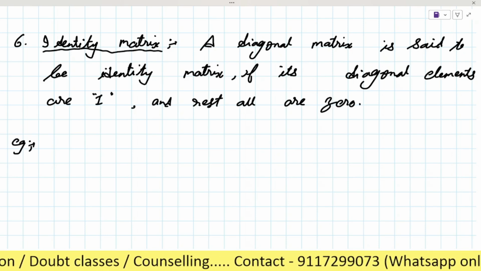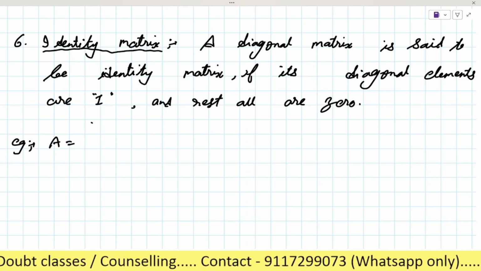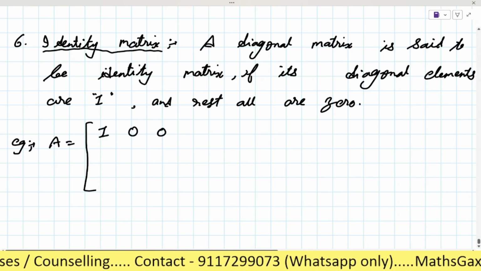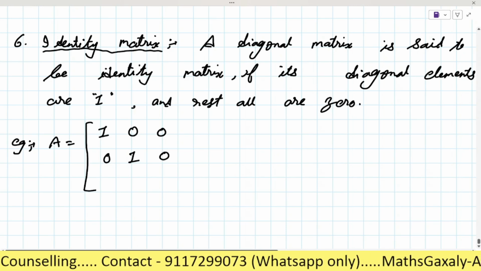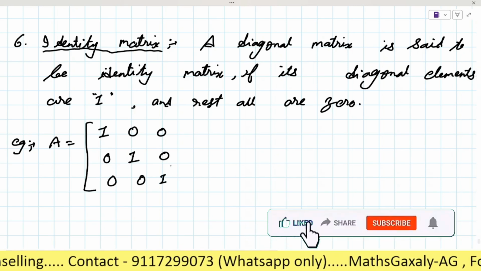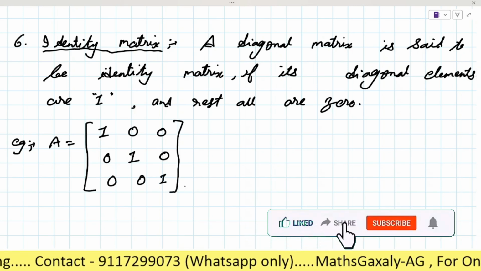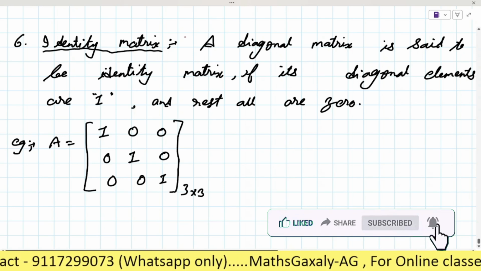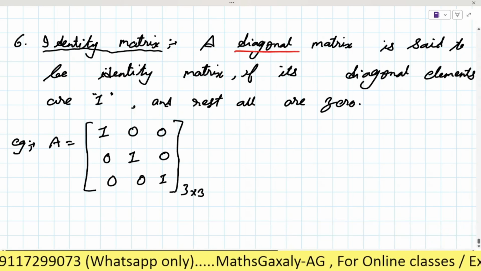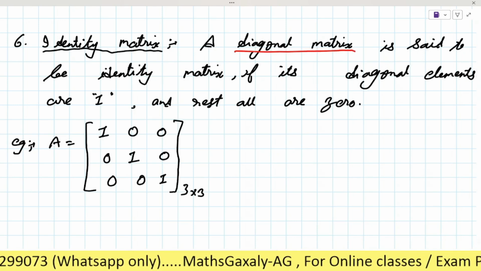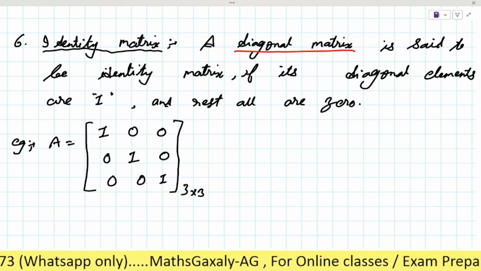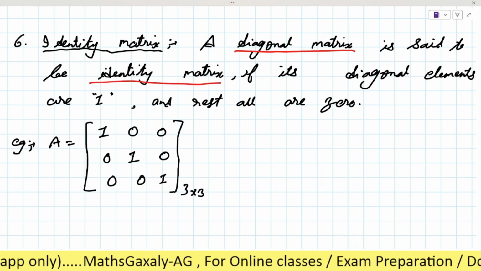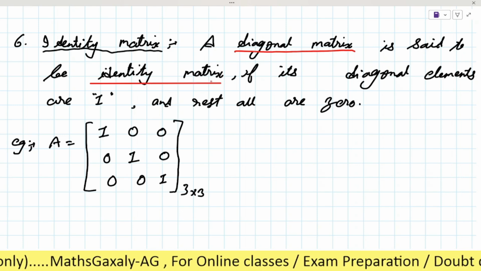As an example, suppose there is a matrix A and the elements are 1 0 0, 0 1 0, 0 0 1. So it will be a matrix of order 3 by 3. First of all, an identity matrix should be a diagonal matrix, and ultimately it will be a square matrix also. By the name you can easily remember it. Identity means 1.